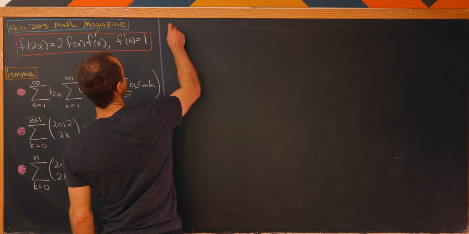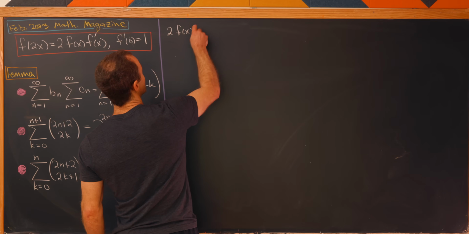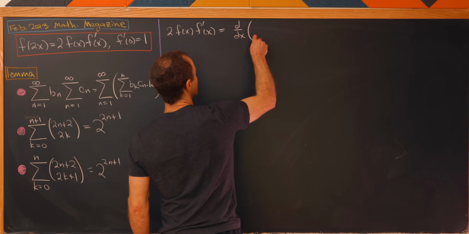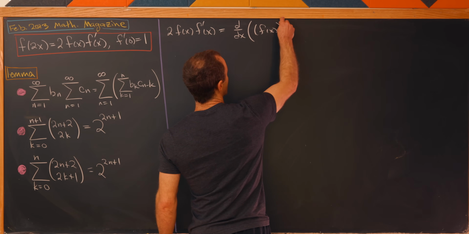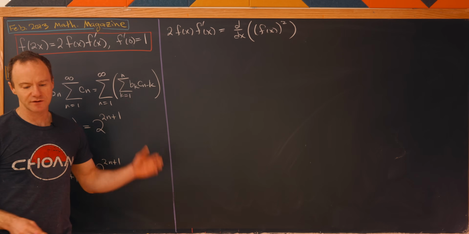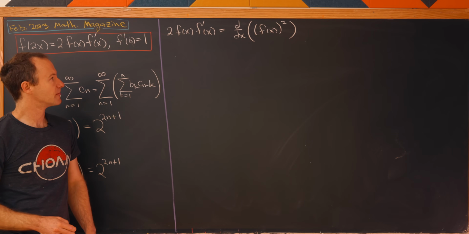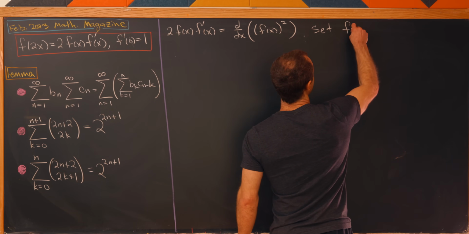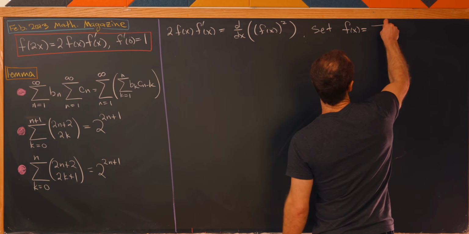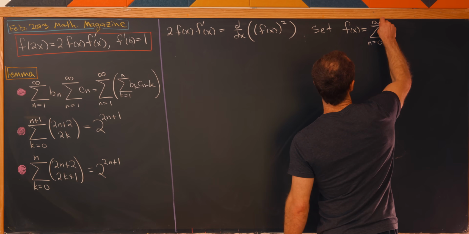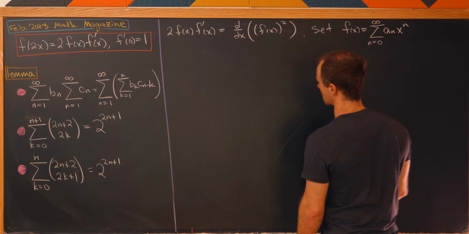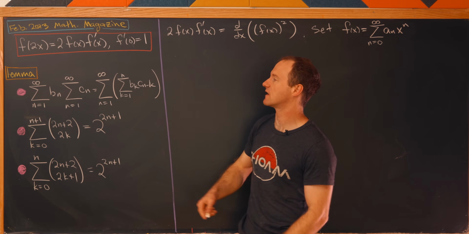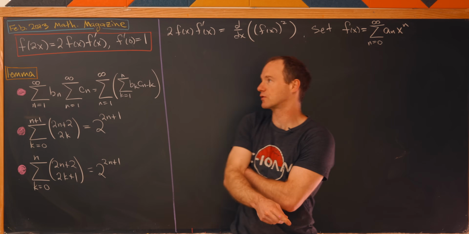So let's first note that this 2 times f of x times f prime of x is exactly the derivative of the function squared. That's by the chain rule, so that's essentially what we will use here. Okay, and now let's introduce some other notation as well. Let's set f of x equal to the sum as n goes from 0 up to infinity of a sub n x to the n. So we're using a power series solution strategy here, which honestly shouldn't be a big surprise based off of this first bullet of the lemma that we did not prove.